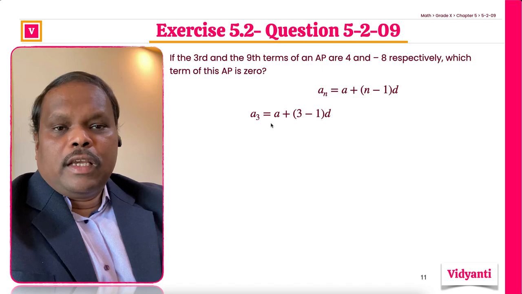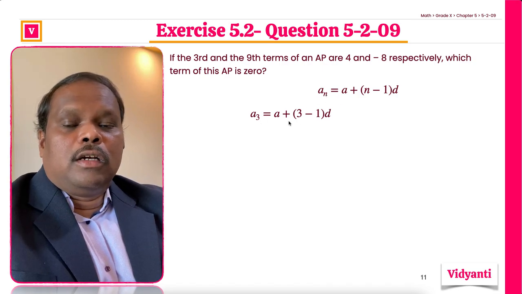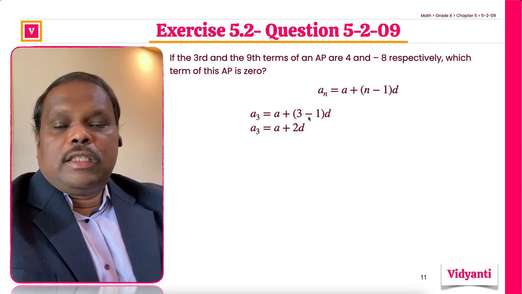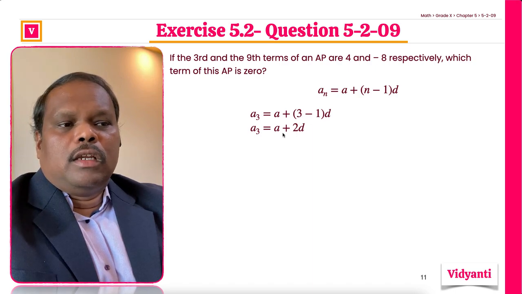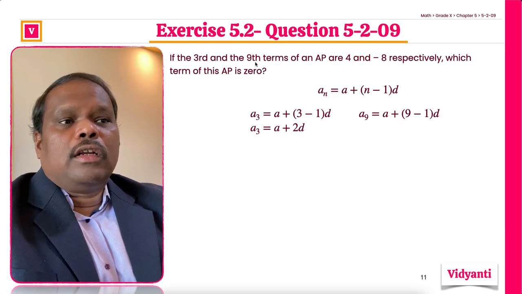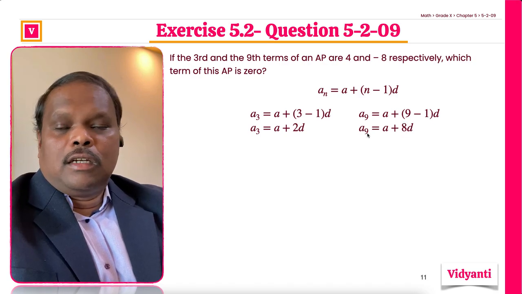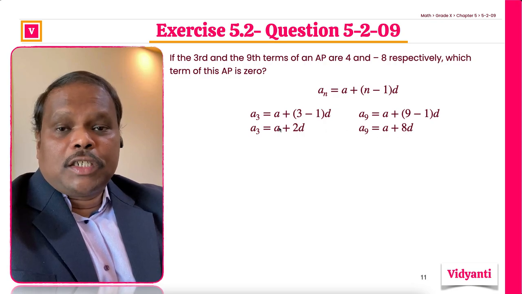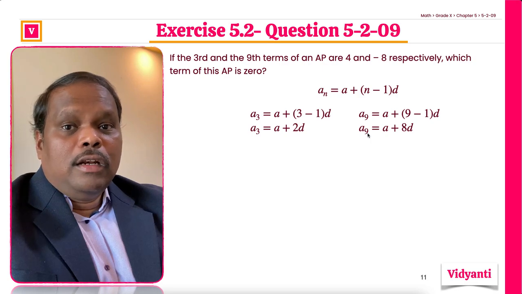If I am replacing N by 3 on the left hand side, I have to replace N by 3 on the right hand side also. So A suffix 3 will be A plus 3 minus 1 D, where N is 3. So that will come out to be A plus 2D. Let's repeat that process for the ninth term. A plus 9 minus 1 D, and the ninth term A9 will be A plus 8D. So we have a customized expression for the third term, and we also have a customized expression for the ninth term.